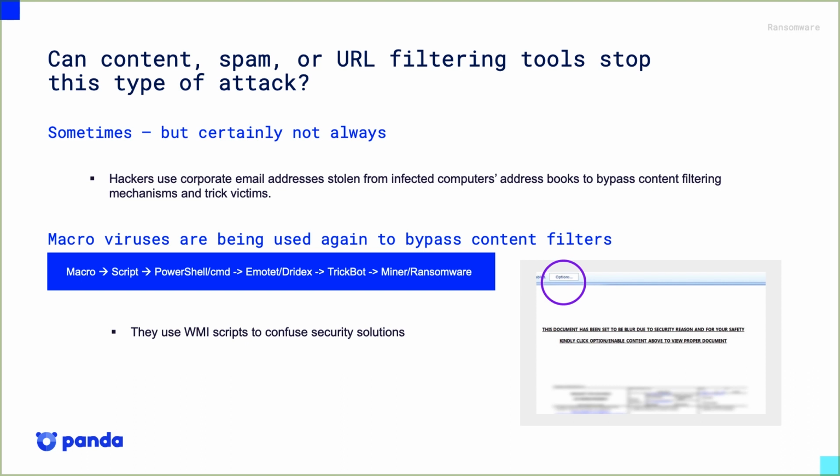But as we said before, one of the tactics that we're seeing now is attackers are stealing email accounts and using corporate email addresses. That is typically going to bypass content filtering mechanisms. Additionally, it is going to be very, very convincing to the end user that receives that email. Other approaches that they're using include macros inside of documents, and these are often used to thwart a lot of content filtering.